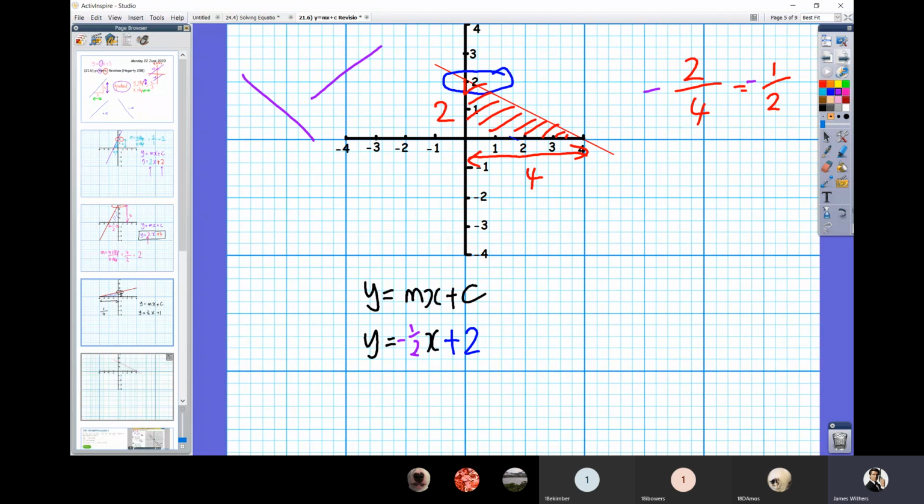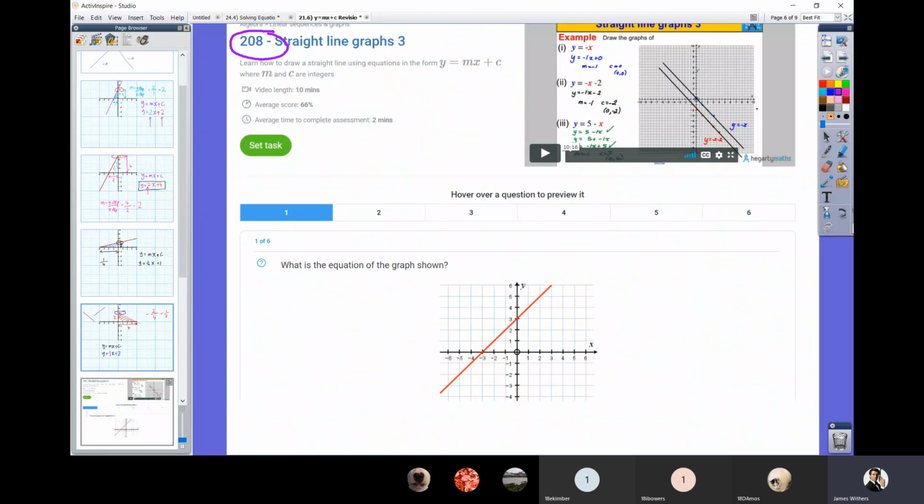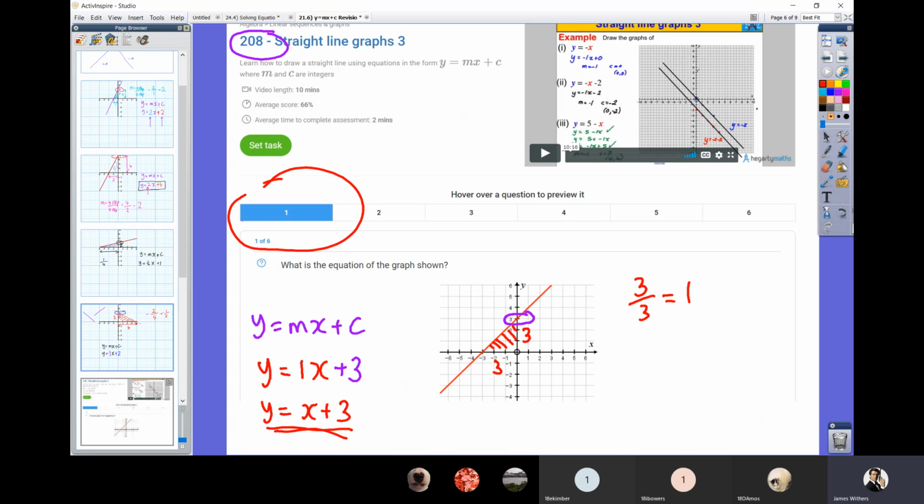Now, I'm going to want you to do Hegarty number 208, please. And let me just model a few of these. So here we go. So y equals mx plus c. That's crossing the y-axis at +3. Pop in your triangle of your choice. Height of 3, base of 3, 3 divided by 3 is 1. So y equals 1x plus 3, but we never say 1x, we just say x. So your final answer must be y equals x plus 3. So that's an example of question 1.